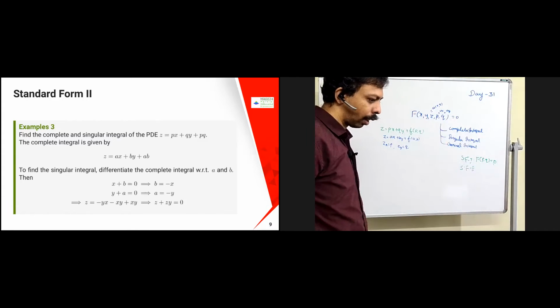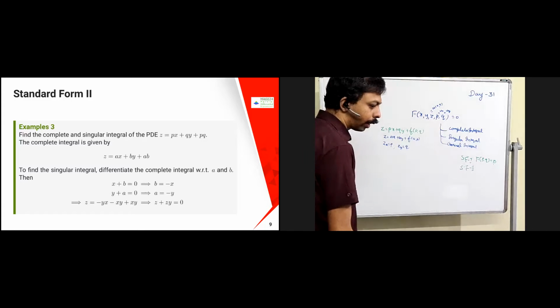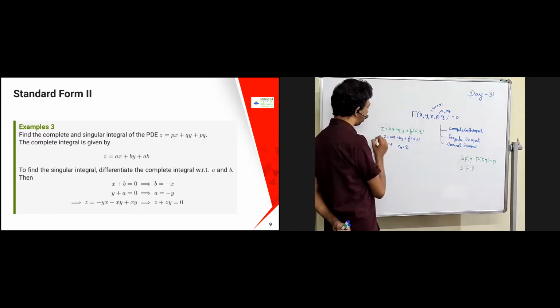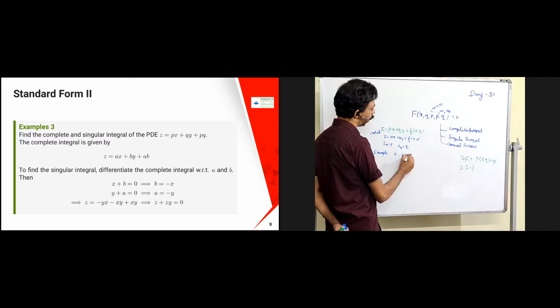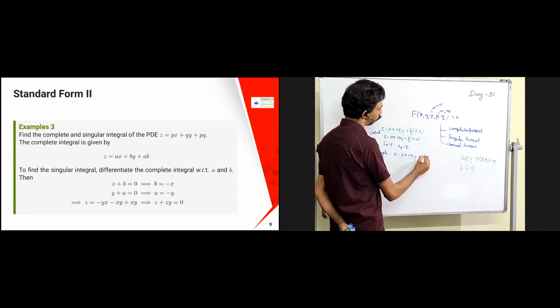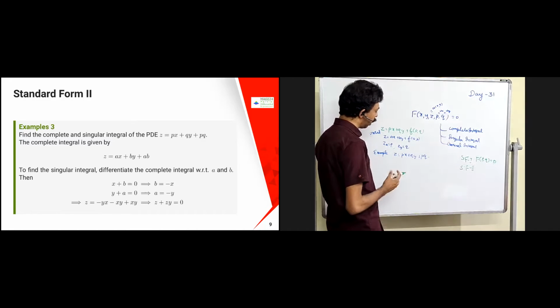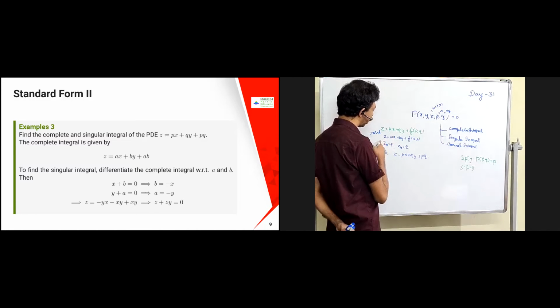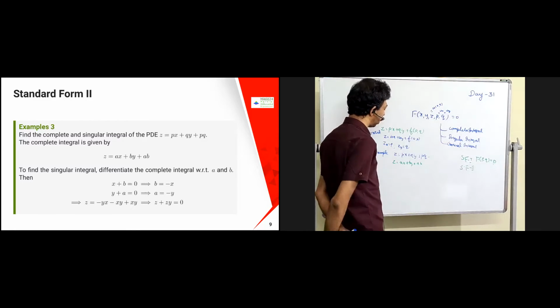There's a mistake, I have to correct this today. Okay, so let's see this problem. This is the procedure. So let's take an example: z equal to px plus qy plus pq. This is my PDE. Now I need to solve this one. As I said here, the complete integral is going to be z equal to ax plus by plus ab. This is nothing but my complete integral.